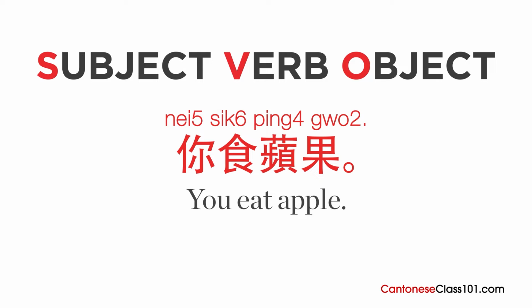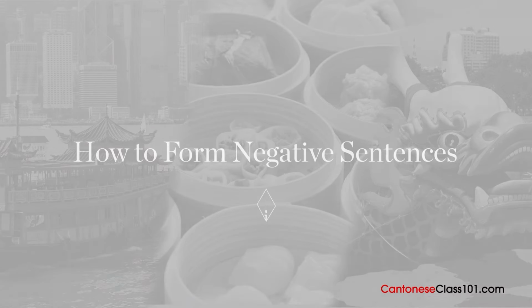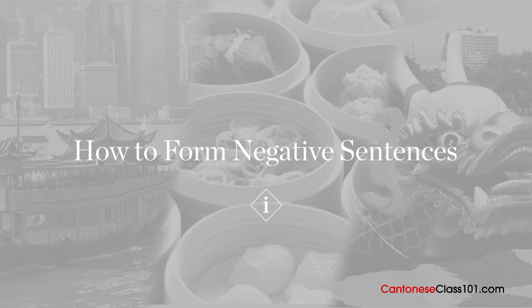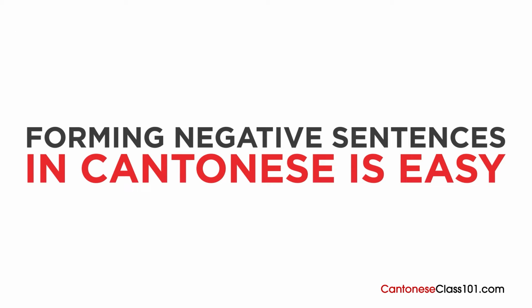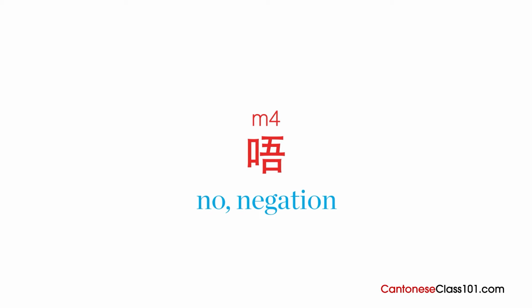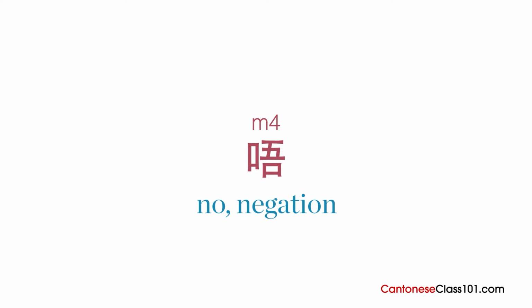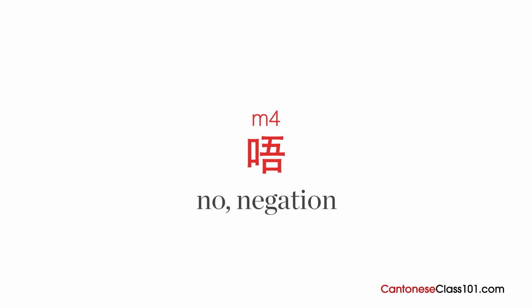Forming negative sentences in Cantonese is even easier. Let's find out how. Forming negative sentences in Cantonese is easy. In most cases, we just need to add the character for no or negation in front of the verb. Jinho, can you give us some examples?